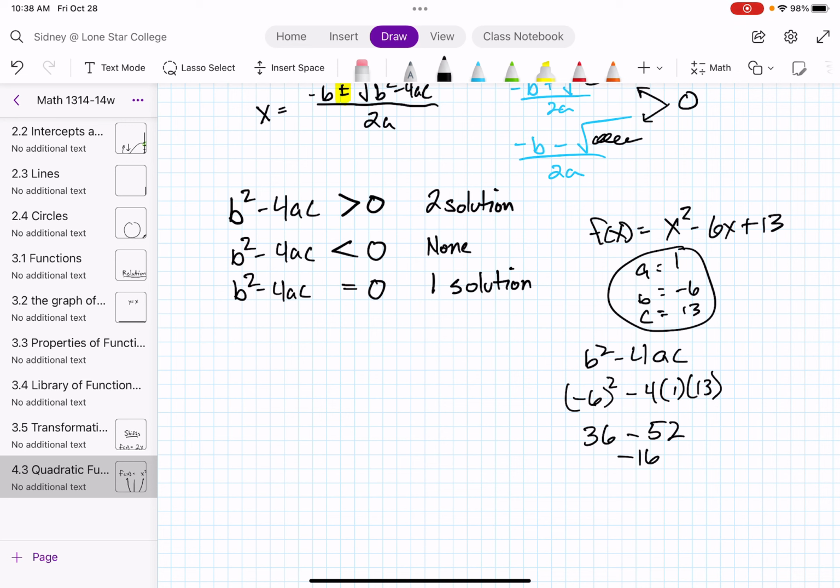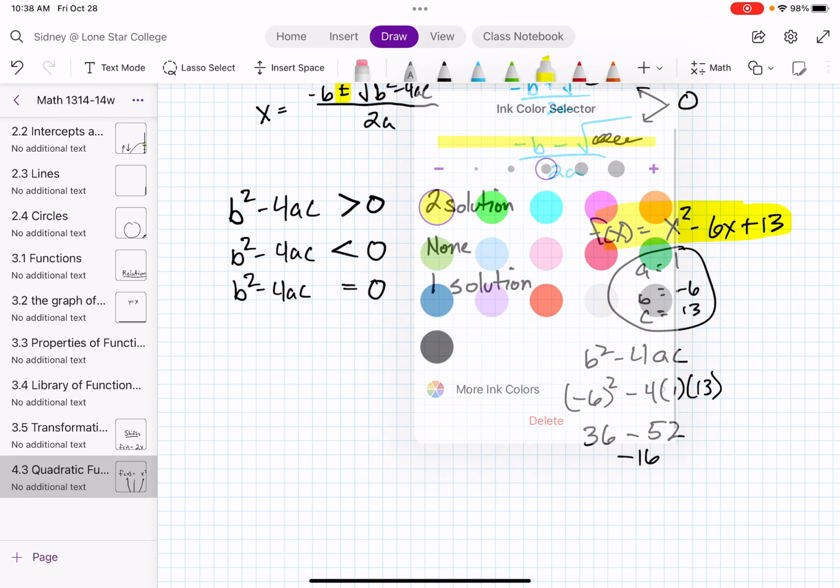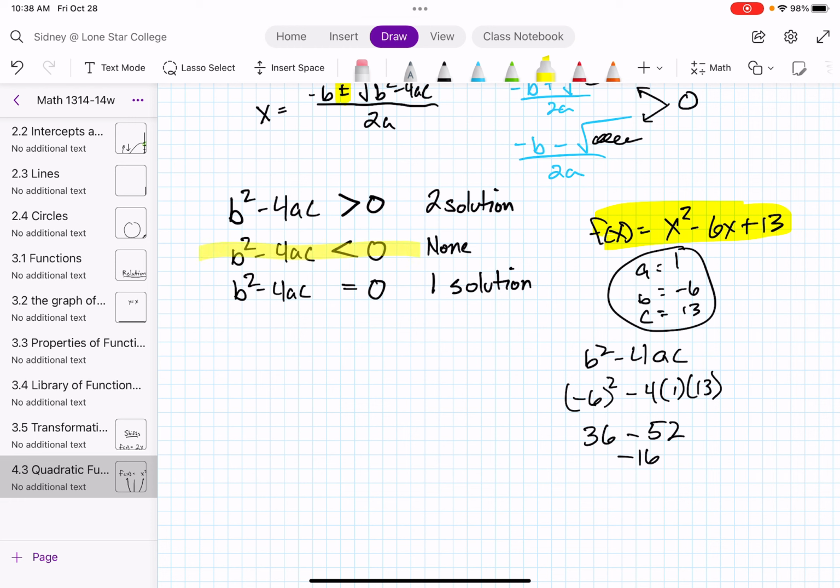Which is a value of negative 16. So for this particular quadratic, because b squared minus 4ac is negative 16, that is less than 0. I can know with absolute certainty that this quadratic will have exactly 0 zeros. It will have no solutions. It will have no zeros to it.